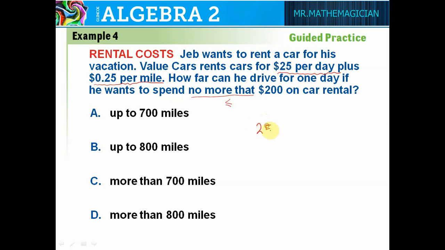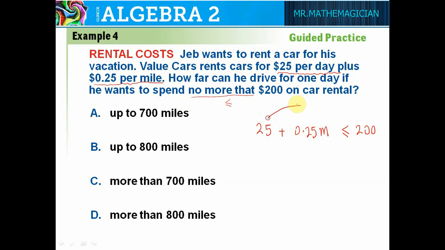So we have $25 is fixed. Let's say 25 plus 0.25 multiplied by the number of miles. All of this should be smaller than or equal to 200. Again, the $25 is the fixed amount he is going to pay plus $0.25 for every mile. So we multiply by the number of miles. All of this should be smaller than or equal to 200 because he wants to spend no more than $200.